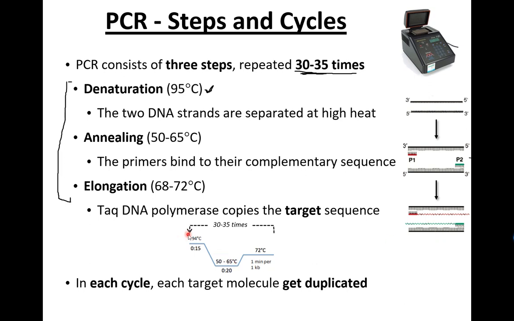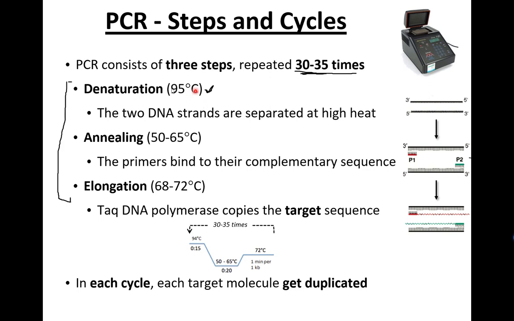Now, this cycle here, this is the temperature in one cycle, first of all, is not done by hand. In the old days, they would do it. You would take the test tube, a water bath at 95, then you move it to 50, 65, then 68, 72. You will go crazy. In the old days, they wouldn't even have a denature-resistant Taq polymerase. You would have to add it for every cycle.